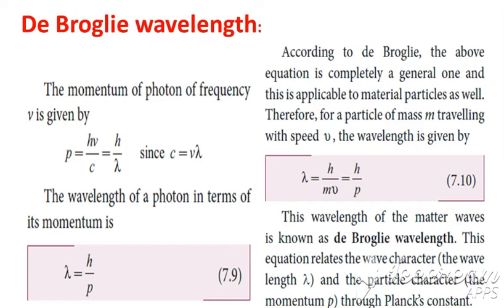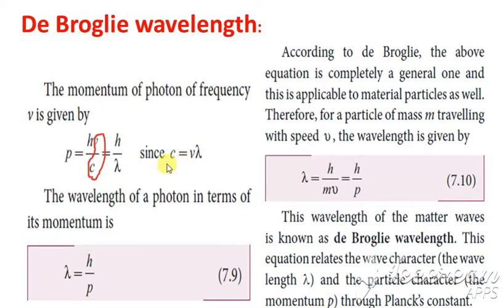So next we are going to see the wavelength, mainly the de Broglie wave. De Broglie has given the wavelength using the formula which we know already, which is taken from the momentum. Momentum is given by h nu divided by c. Here nu by c can be written as 1 by lambda, because c is equal to nu lambda.